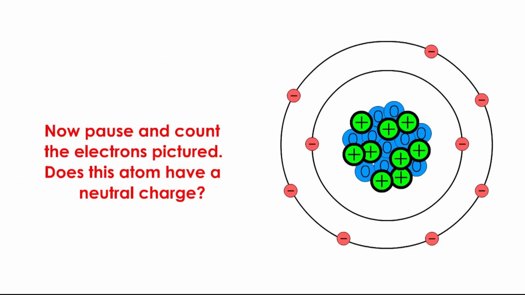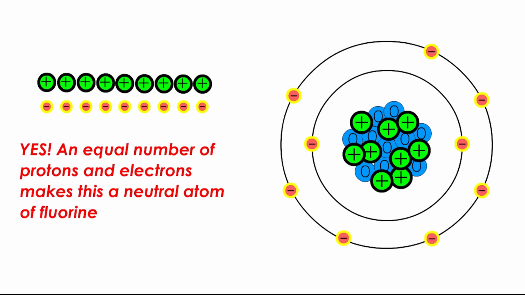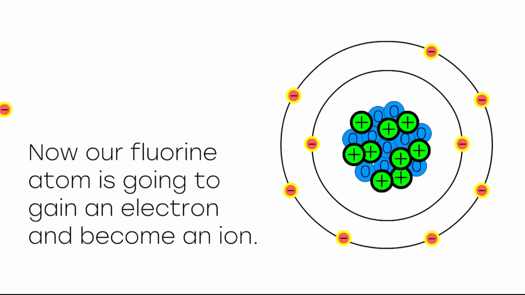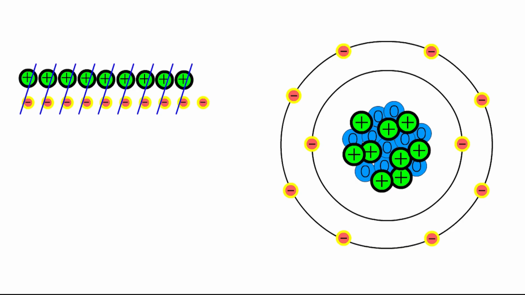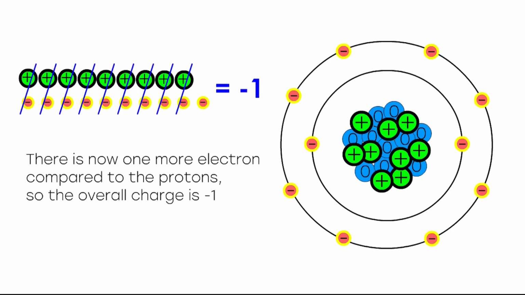Now pause and count the electrons pictured. Does this atom have a neutral charge? Yes, an equal number of protons and electrons makes this a neutral atom of fluorine. Now our fluorine atom is going to gain an electron and become an ion. There is now 1 more electron compared to the proton, so the overall charge is negative 1. We can write this as F minus as a superscript.